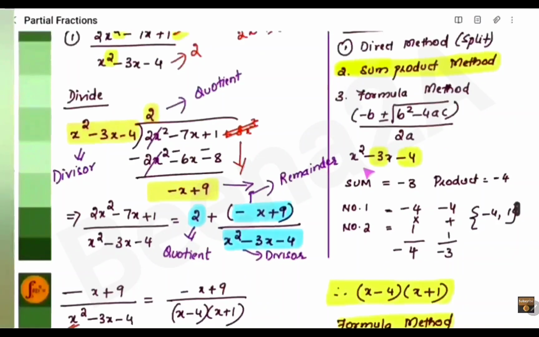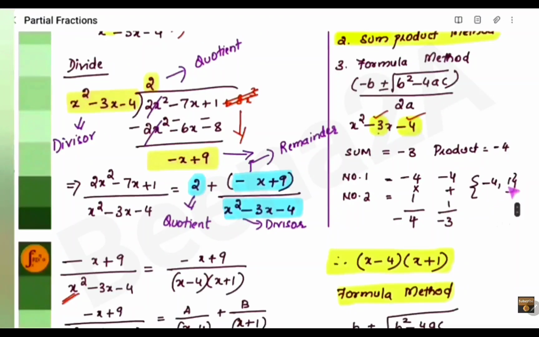If you use the sum product method, the sum should be minus 3 and the product should be minus 4, and you should choose two numbers whose sum, that is when you add these two numbers you get minus 3, and when you multiply the two numbers you get minus 4. So now you'll have to guess what those numbers are. The immediate guess is minus 4 and 1, because minus 4 into 1 is minus 4, and minus 4 plus 1 is minus 3. So you'll get minus 4 and 1 as the numbers.